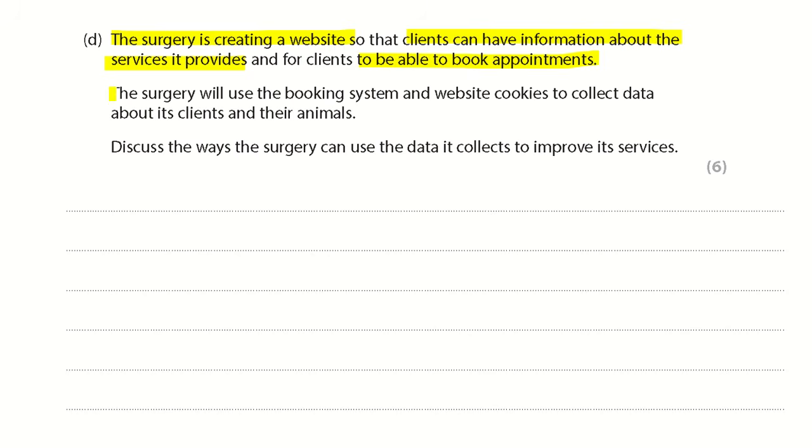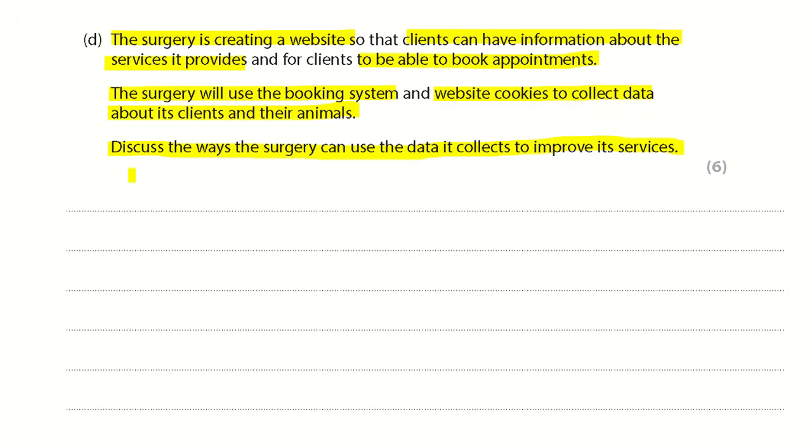The surgery will use the booking system and the website cookies to collect data about clients and their animals. We've got to discuss the ways that the surgery can use the data it collects to improve its services. Now remember, website cookies are those small files that are put onto your computer from websites. They can track what you're doing.